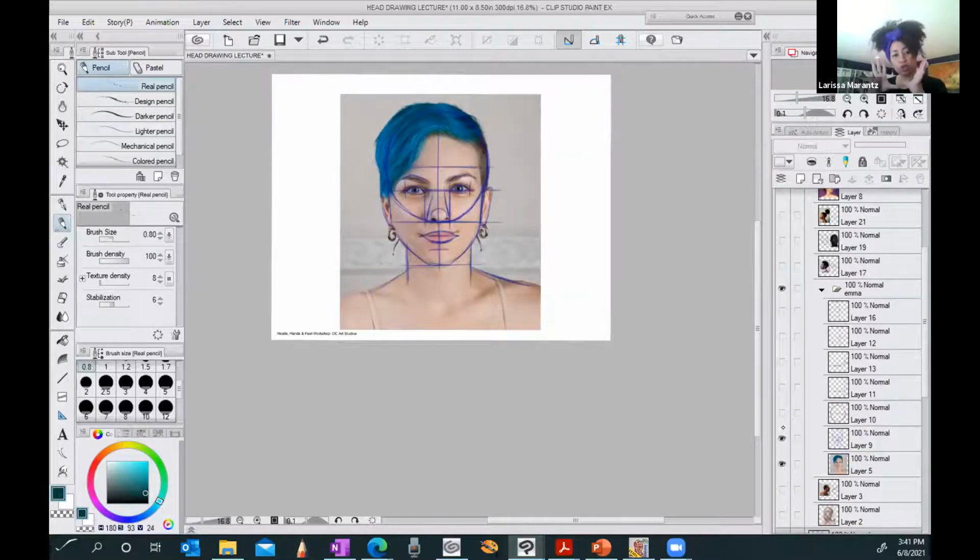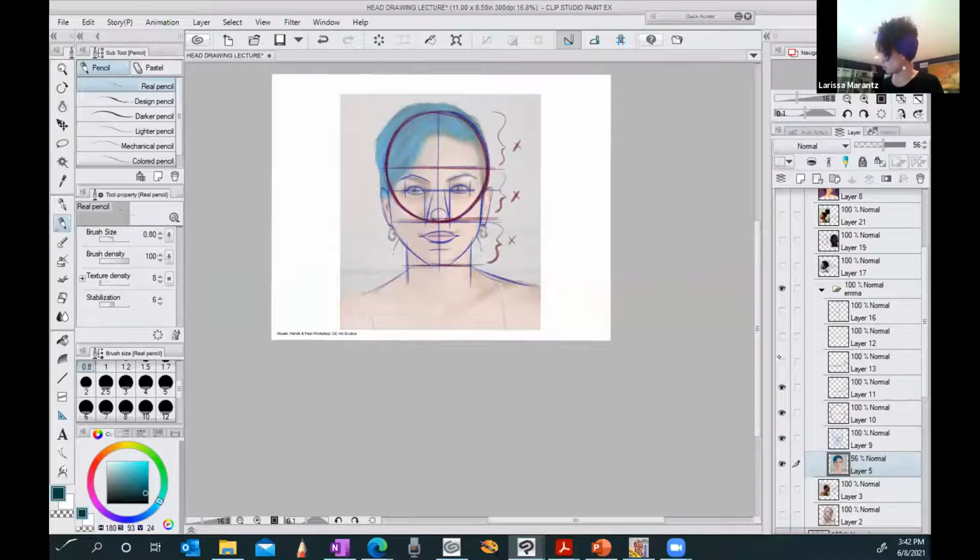Her face is a little bit shorter and smaller, so her construction features are a little bit different from the ideal. All right, but we've got the circle for the shape of the head. We've got the thirds.